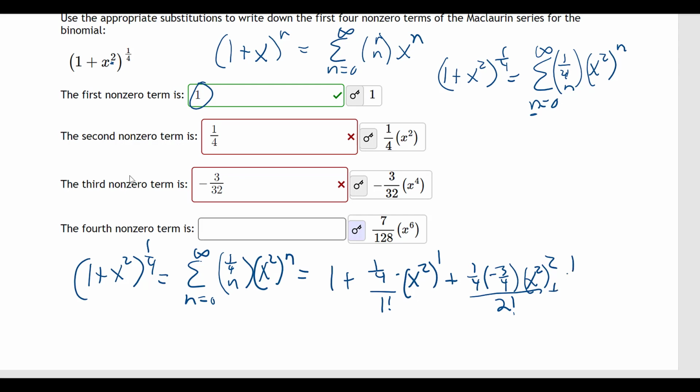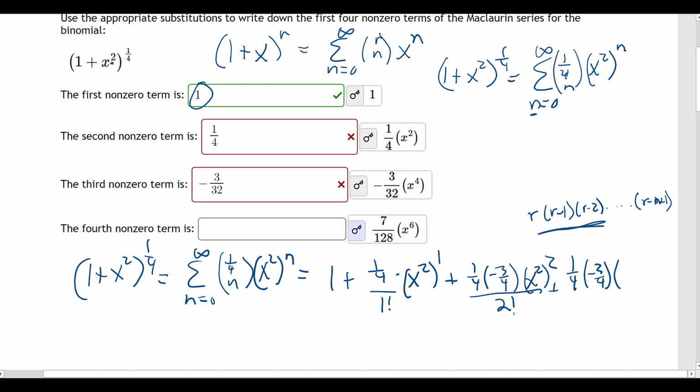And our next term is 1/4 times -3/4 times, so it's r times r minus 1 times r minus 2. And you keep doing this till the last term is r times r minus 1 dot dot dot down to, maybe I should just do it here, down to, what was it, r minus n plus 1. Yeah, I'll just make that notation there. And we're early in this, so we don't have to go that far. And really going this far here is all we have to do.